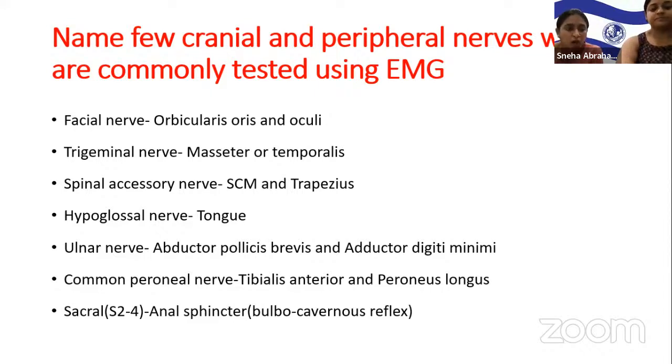The peripheral nerves which are commonly monitored include the ulnar nerve and the common peroneal nerve. Abductor pollicis brevis and adductor digiti minimi are monitored for ulnar nerve integrity, while tibialis anterior and peroneus longus are monitored for common peroneal nerve integrity. We look for the integrity of the sacral nerve roots by looking for response at the anal sphincter. This is because of the bulbocavernosus reflex.